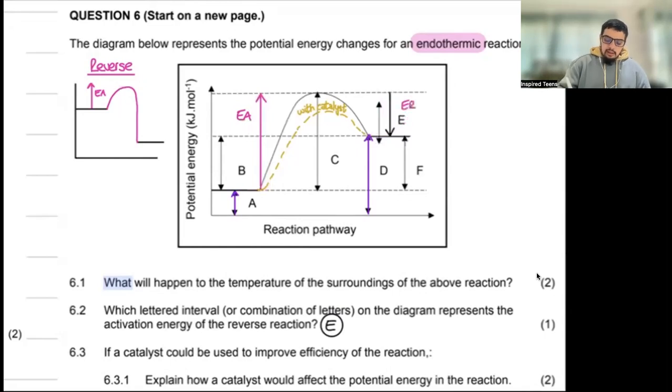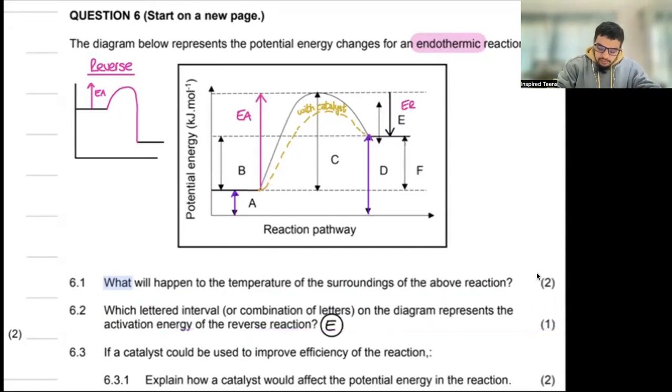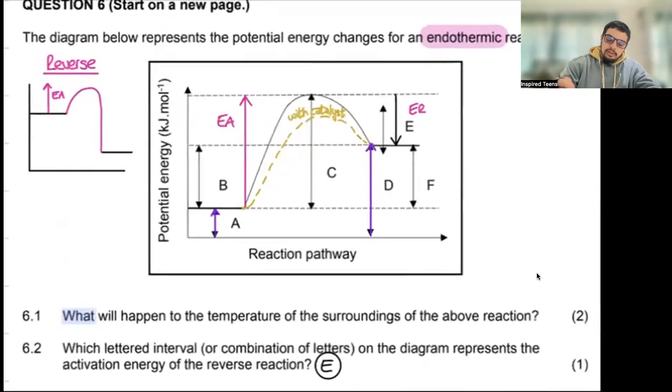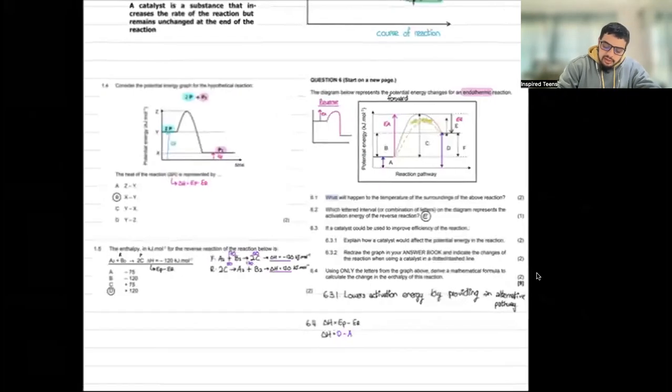Okay, energy released. But what do they ask? They say, which lettered interval or combination of letters on the diagram represents the activation energy of the reverse reaction? So remember, the one that's given would always be for the forward reaction, right? And we discussed what is the difference between a forward and a reverse reaction.